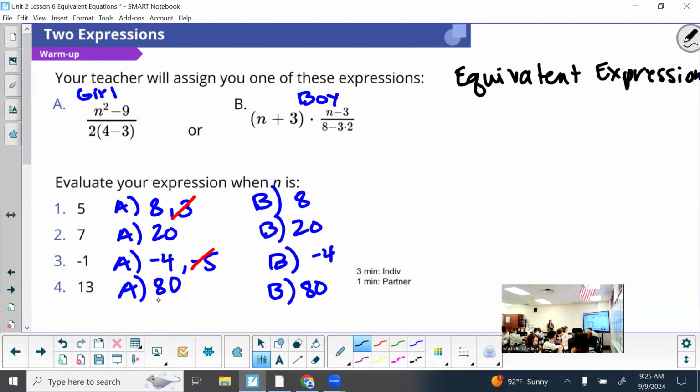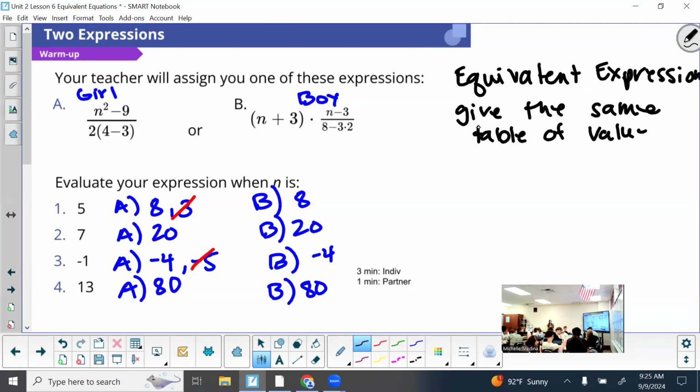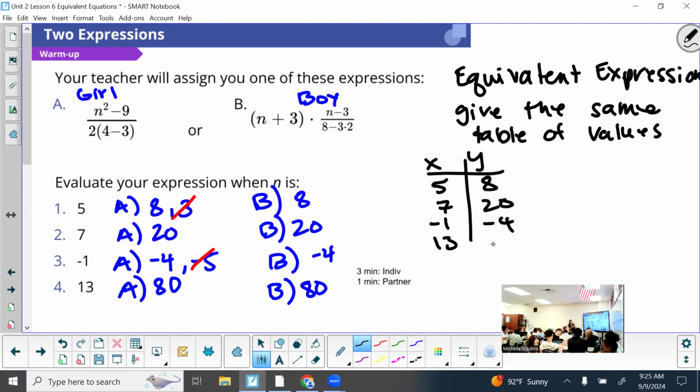When you plug in the same value and get the same answer multiple times, they're probably equivalent expressions. So you could say equivalent expressions give the same table of values. Which table of values is something we talked about last week. So for expression A, here would be what I plugged into it. This would be my input. And then when I plugged it in and simplified, these were my outputs. And then the same exact thing happened for the boy expression. I plugged in the same inputs and got the same exact output.